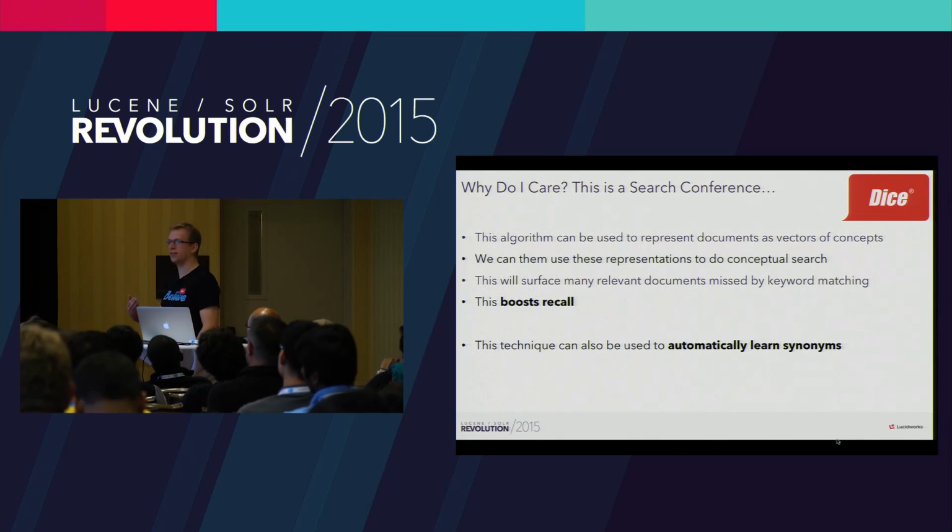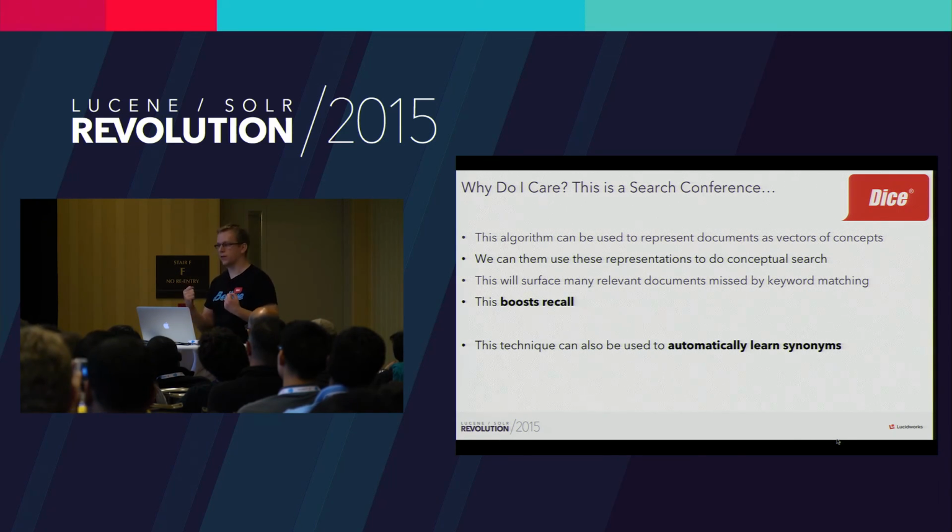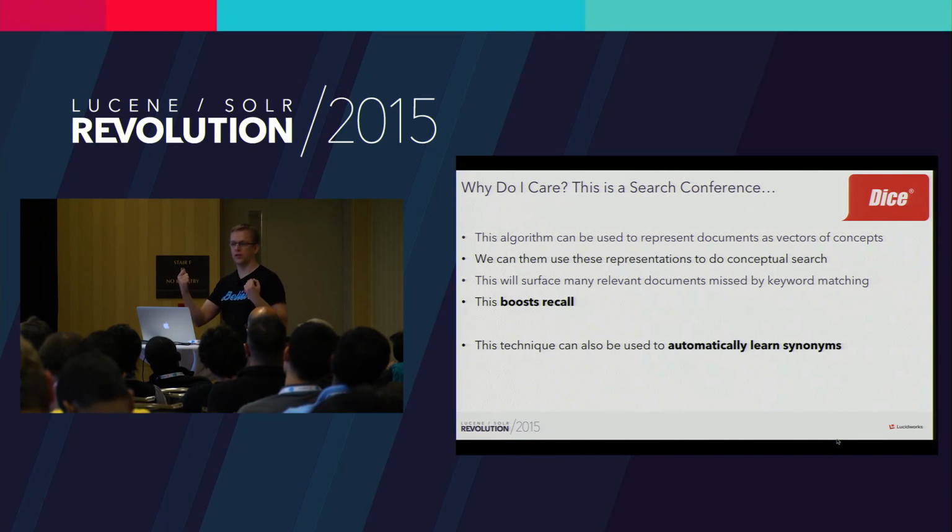It's not really learning synonyms. The similarities it finds are more related terms. So a related term would be Elasticsearch and Solr. Those are not really synonymous, but they tend to occur a lot together, and they tend to be very related. So if you get documents on Elasticsearch, they're probably likely to be pretty relevant to Solr too.